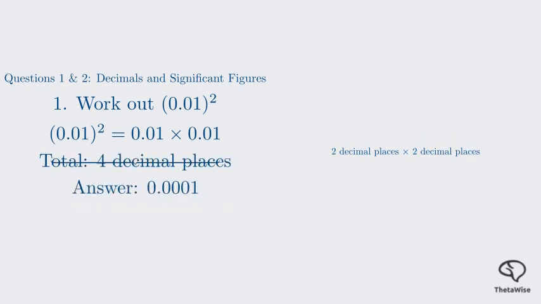1 times 1 is 1, so we place the 1 in the 4th decimal position. A common mistake is to only double the decimal places to 2, resulting in 0.01 again, or 0.1. Always count the total places.